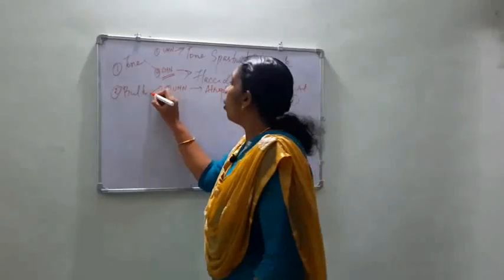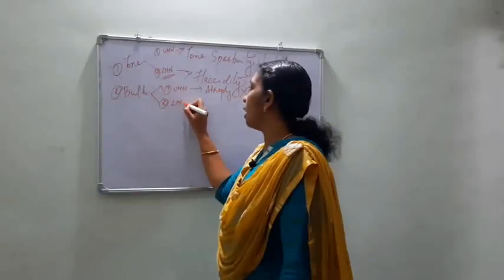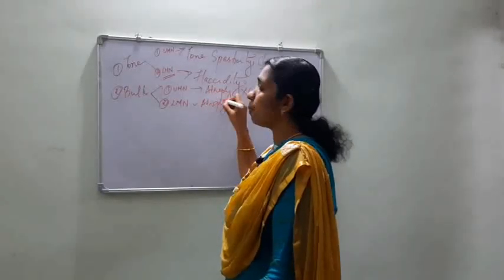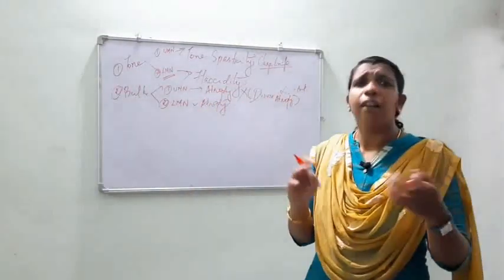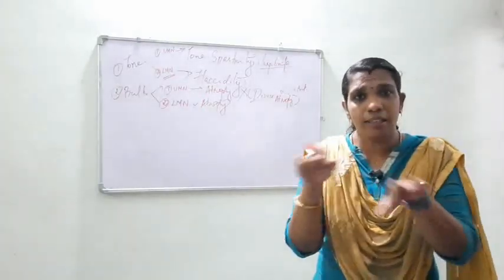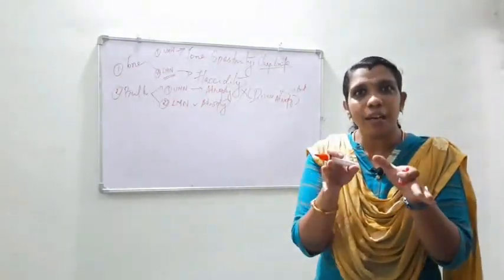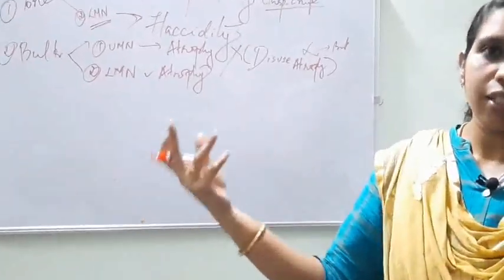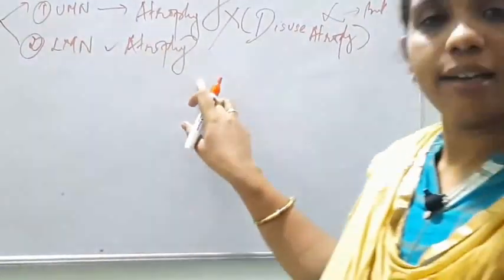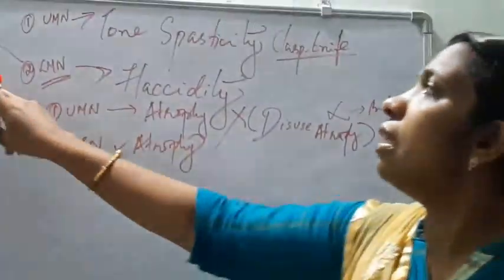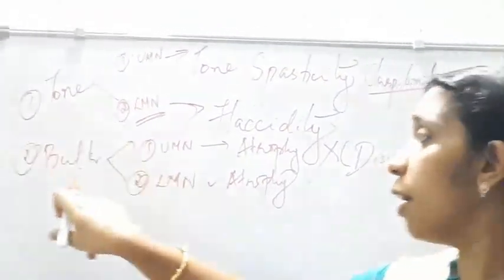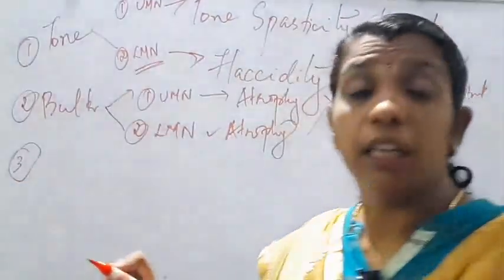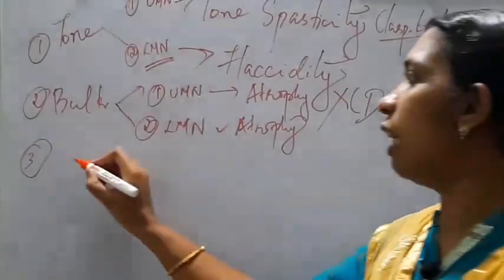But in case of lower motor neuron lesion, what happens? There will be atrophy. Why? You just think why. The lower motor neuron is diseased, so the alpha part of the lower motor neuron, which is responsible for the bulk of the muscle, is not working. So the muscle will go for atrophy. You understand? This is regarding the tone of the muscle and bulk of the muscle. Next, third, we are going to discuss the reflexes.